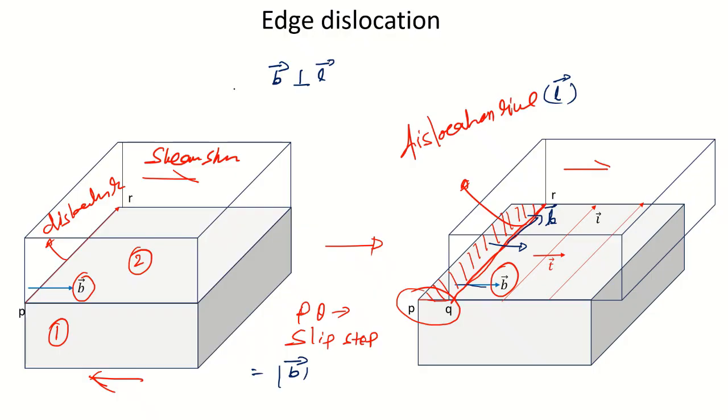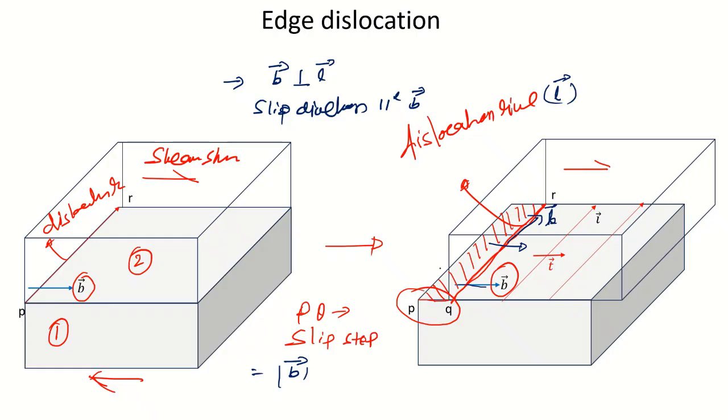And if I ask what is the relationship between the slip direction and the Burgers vector, the slip direction and Burgers vector are parallel to each other, because the Burgers vector is in this direction and the slip is also occurring in this direction, both parallel to each other.